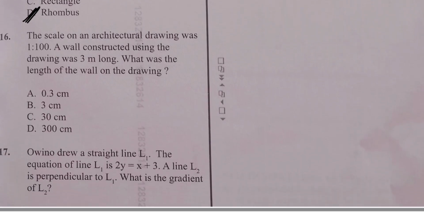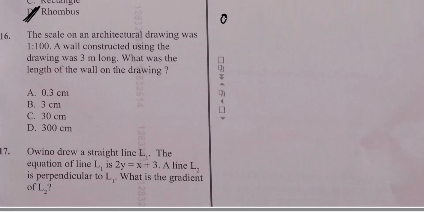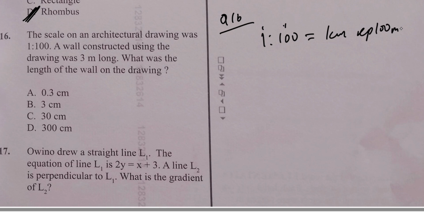Now question 16. The scale of an architectural drawing was 1:100. Now in ratio, we assume that both of the units here are the same. So most of the students write like this: 1 centimeter represent 100 meters, which is very wrong. It should be 1 centimeter represent 100 centimeter. So both of the units should be the same.